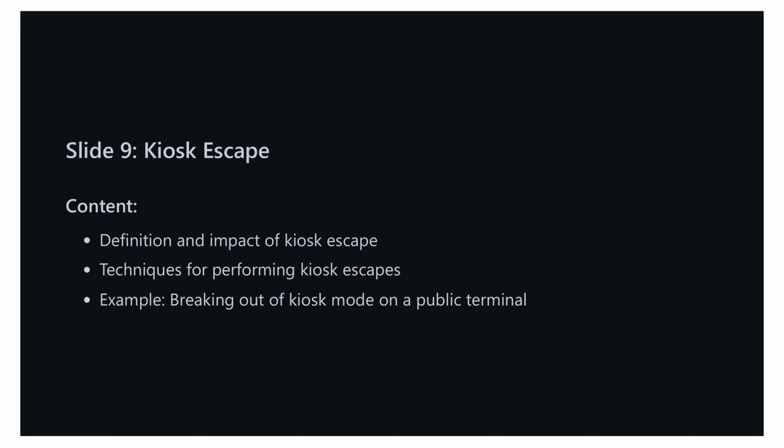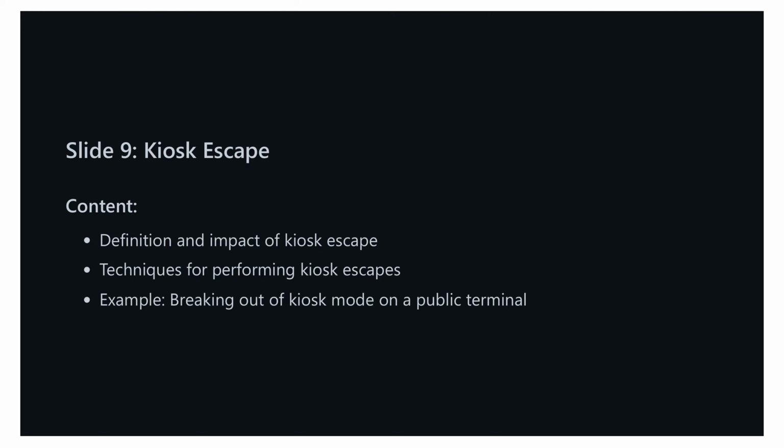To perform a kiosk escape, attackers often exploit vulnerabilities in the limited interface, such as using keyboard shortcuts, browser features, or flaws in the allowed applications. This could enable them to gain access to standard desktop functionalities or even execute arbitrary commands. For example, one popular technique involves using system dialogues or URL schemes to break out of a browser-based kiosk mode, providing an attacker with full access to the underlying OS.